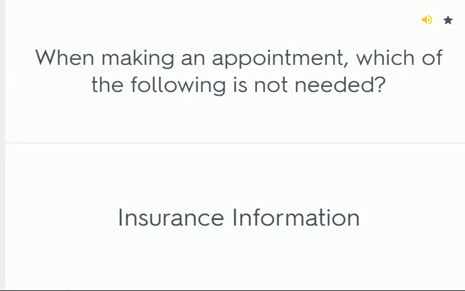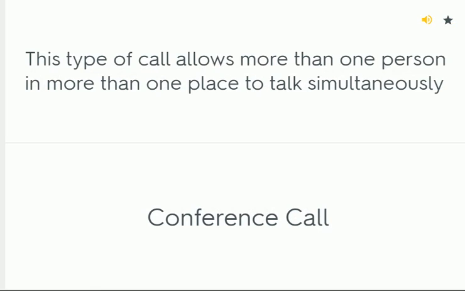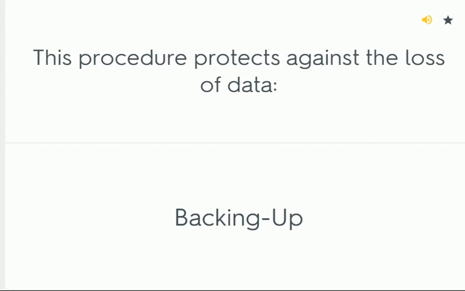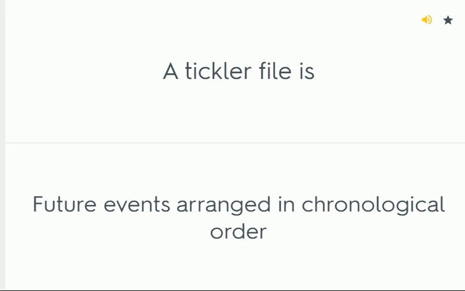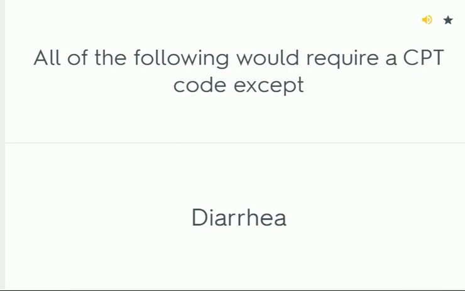When making an appointment, which of the following is not needed? Insurance information. This type of call allows more than one person in more than one place to talk simultaneously: conference call. This procedure protects against the loss of data: backing up. A tickler file is future events arranged in chronological order. All of the following would require a CPT code except diarrhea.